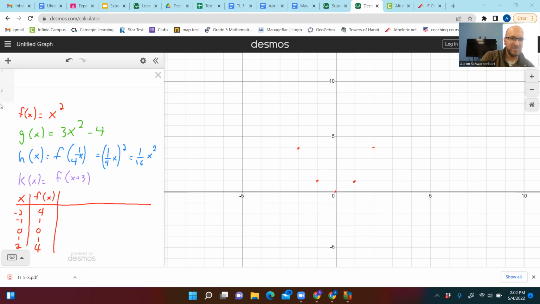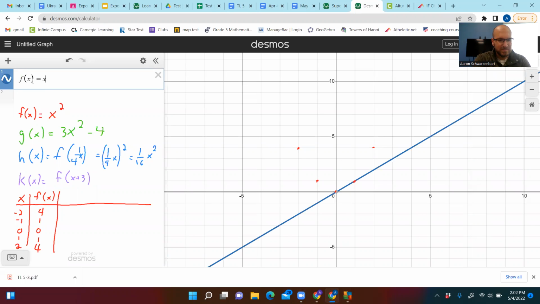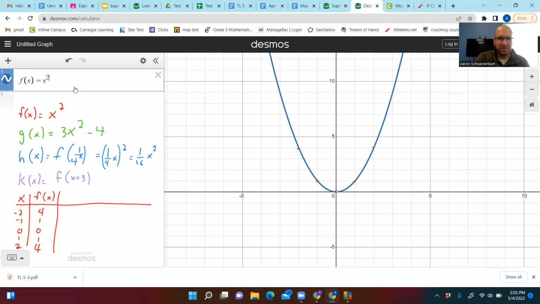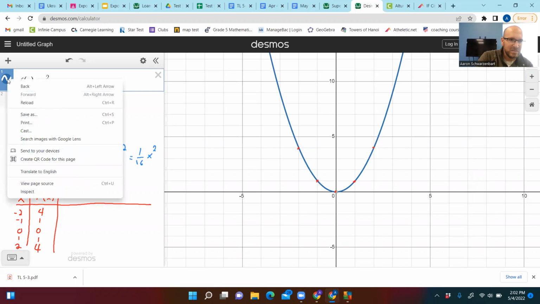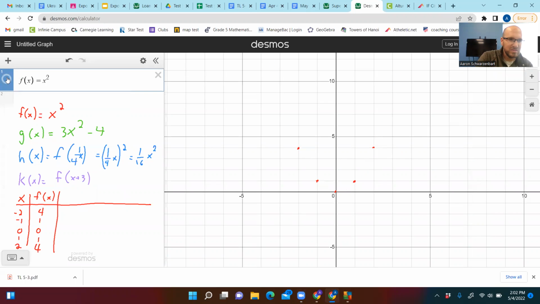And here I'll just use Desmos to graph it because I can't make that nice of a drawing. Okay, there's my drawing. Let's make it red so it matches. I don't remember how to make it red. Anyways, there we go. There's f of x.